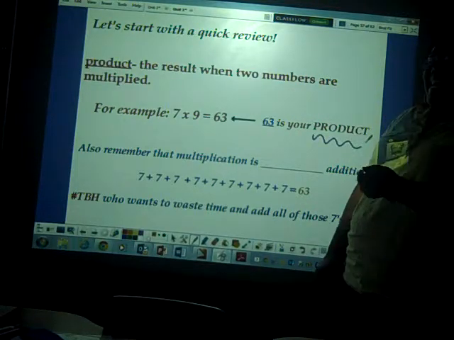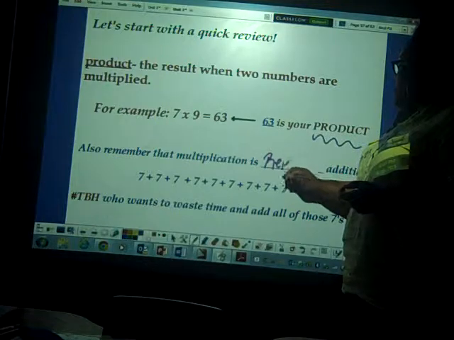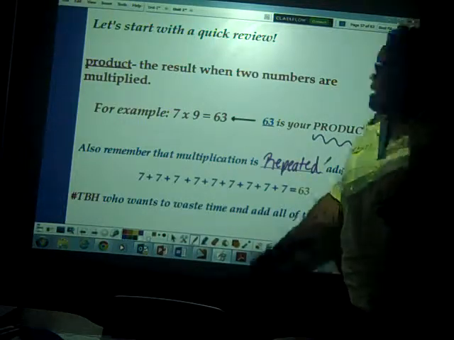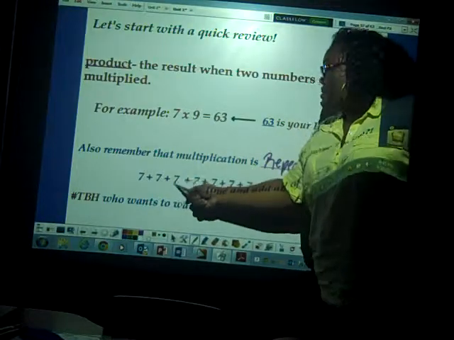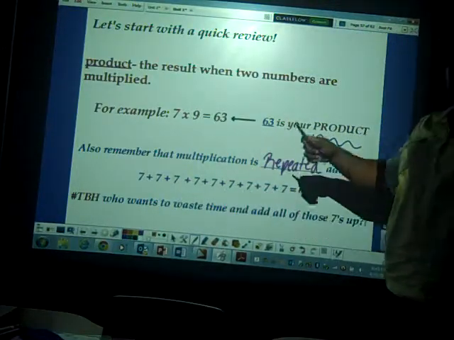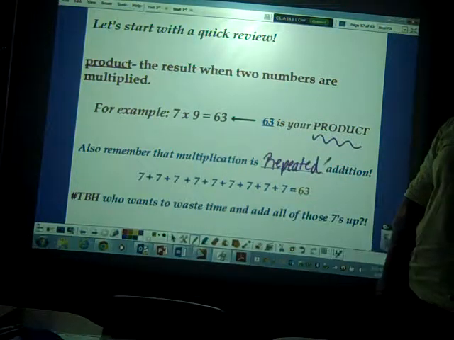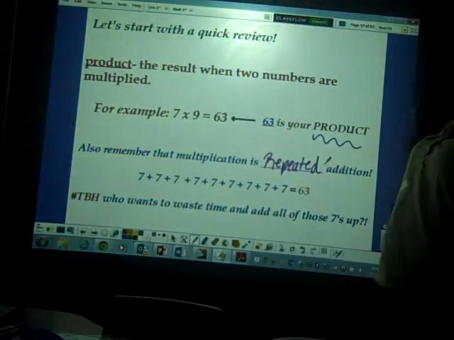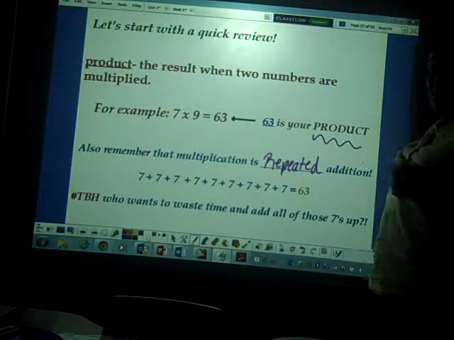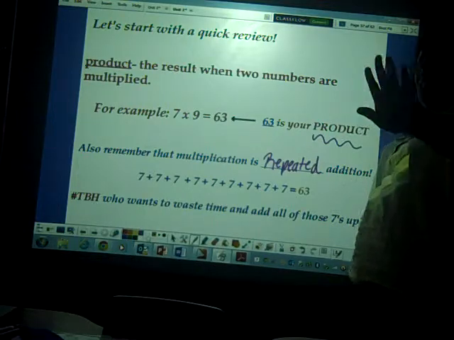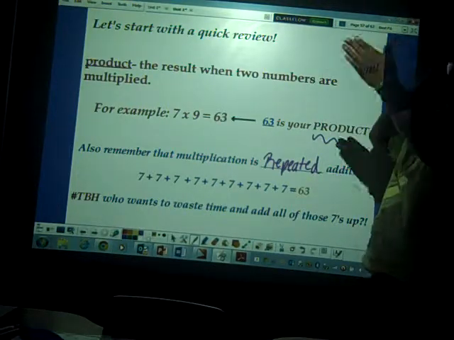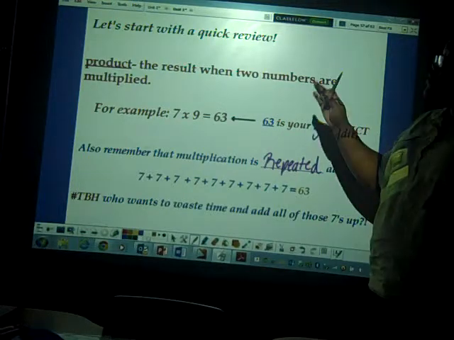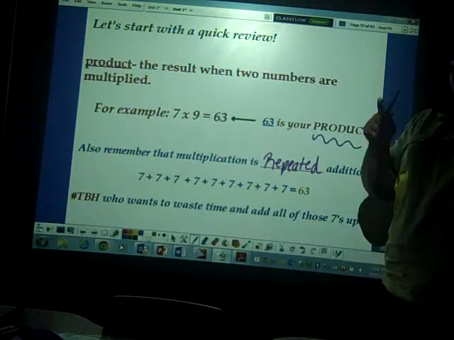Now, also remember this. Multiplication is just repeated addition. That's like saying 7 times 9 is 7 plus 7 plus 7 plus 7 plus 7 plus 7 plus 7 plus 7 plus 7 equals 63. But really, hashtag TBH, to be honest, who wants to waste time and add all of those 7s up? Who wants to do repeated addition? Especially in 5th grade, the math is coming at you. You have to get on the ball and know how to multiply. And I'm going to help you to fluently multiply multi-digit whole numbers. Let's go.